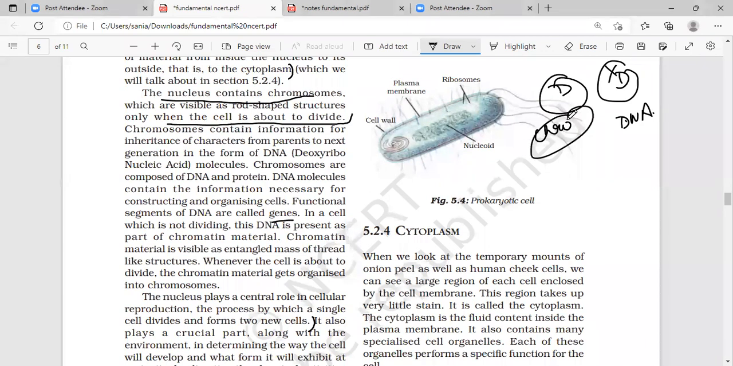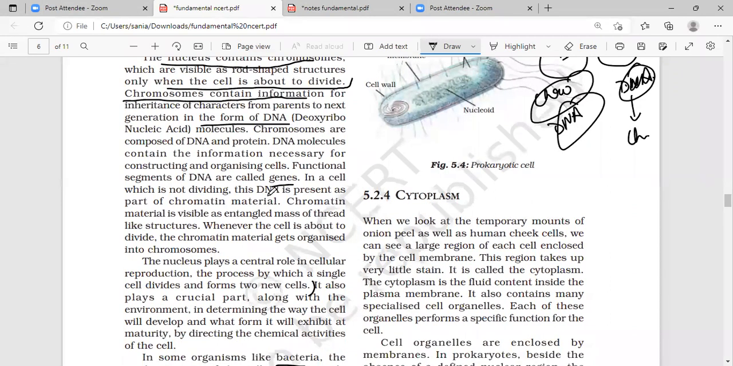See, they have chromosomes, right? The one which is dividing has chromosomes. But the ones which are not dividing have chromatin instead. When the cell is about to divide, chromosomes contain information in the form of DNA. And in a cell which is not dividing, this DNA is present as part of chromatin material. So you will write it like this: in the cell which is not dividing, this DNA is present as part of chromatin material.